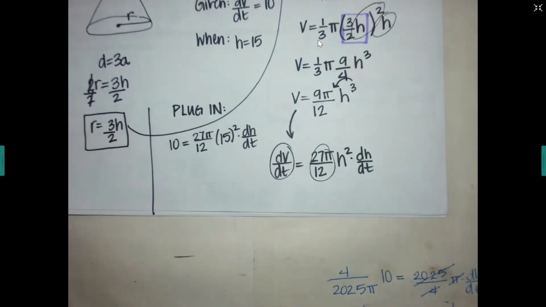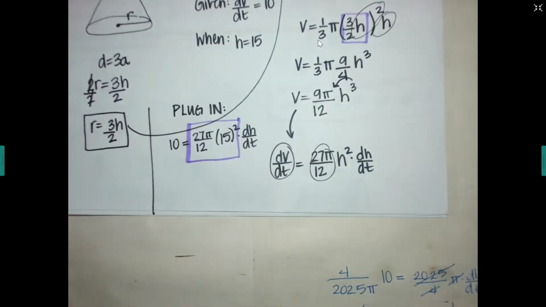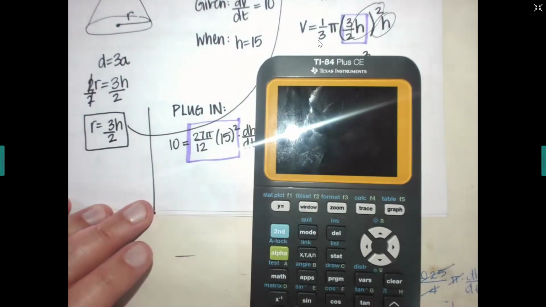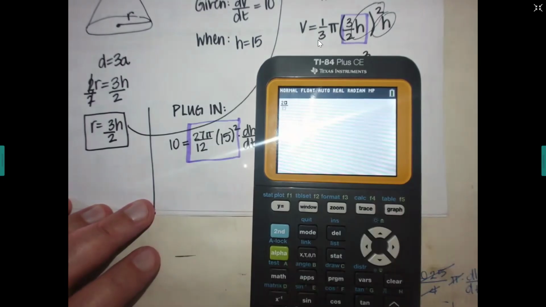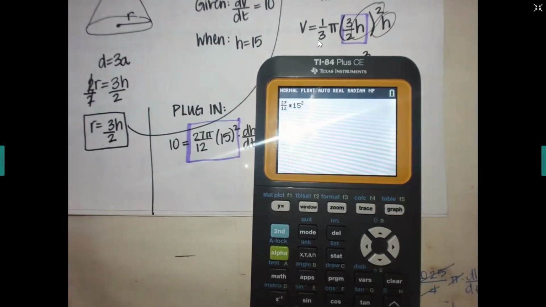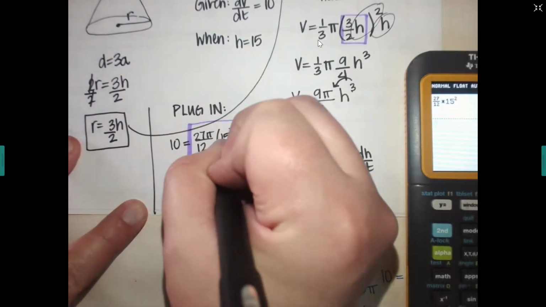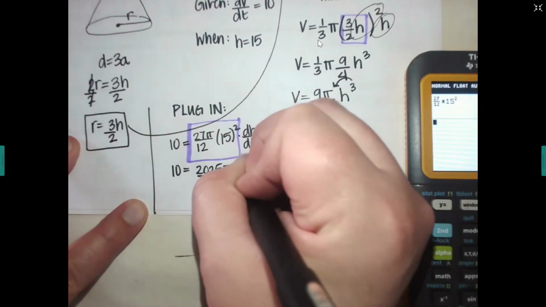Okay, I'm going to type this entire side into the calculator. But I'm not going to do the pi. I'm going to leave the pi out so that I can have a clean fraction instead of a decimal. So it'll be 27 over 12 times 15 squared. So that comes out to 2025 over 4. So I have 10 equals 2025 pi over 4 times dh dt.